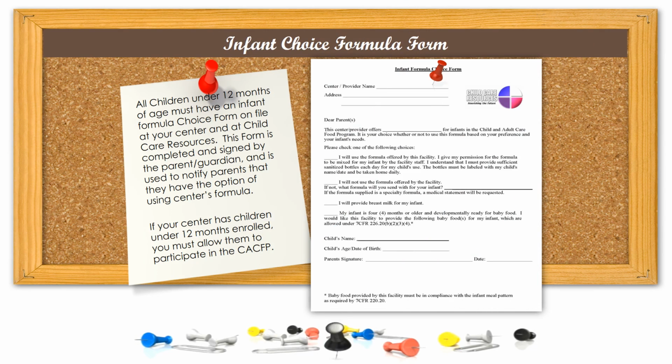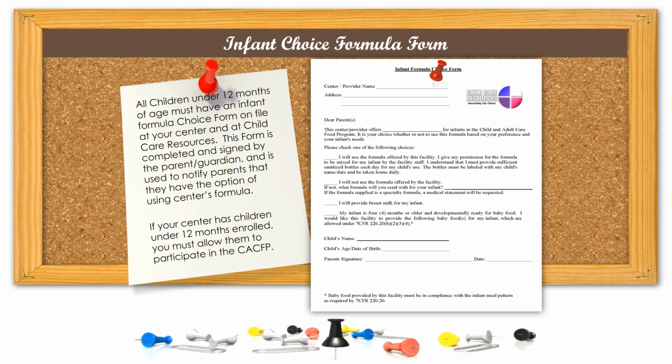All children under 12 months of age must have an infant formula choice form on file at your center and at Child Care Resources. This form is completed and signed by the parent and is used to notify parents that they have the option of using center's formula. If your center has children under 12 months enrolled, you must allow them to participate in the Child and Adult Care Food Program. Let's complete the infant formula choice form together.